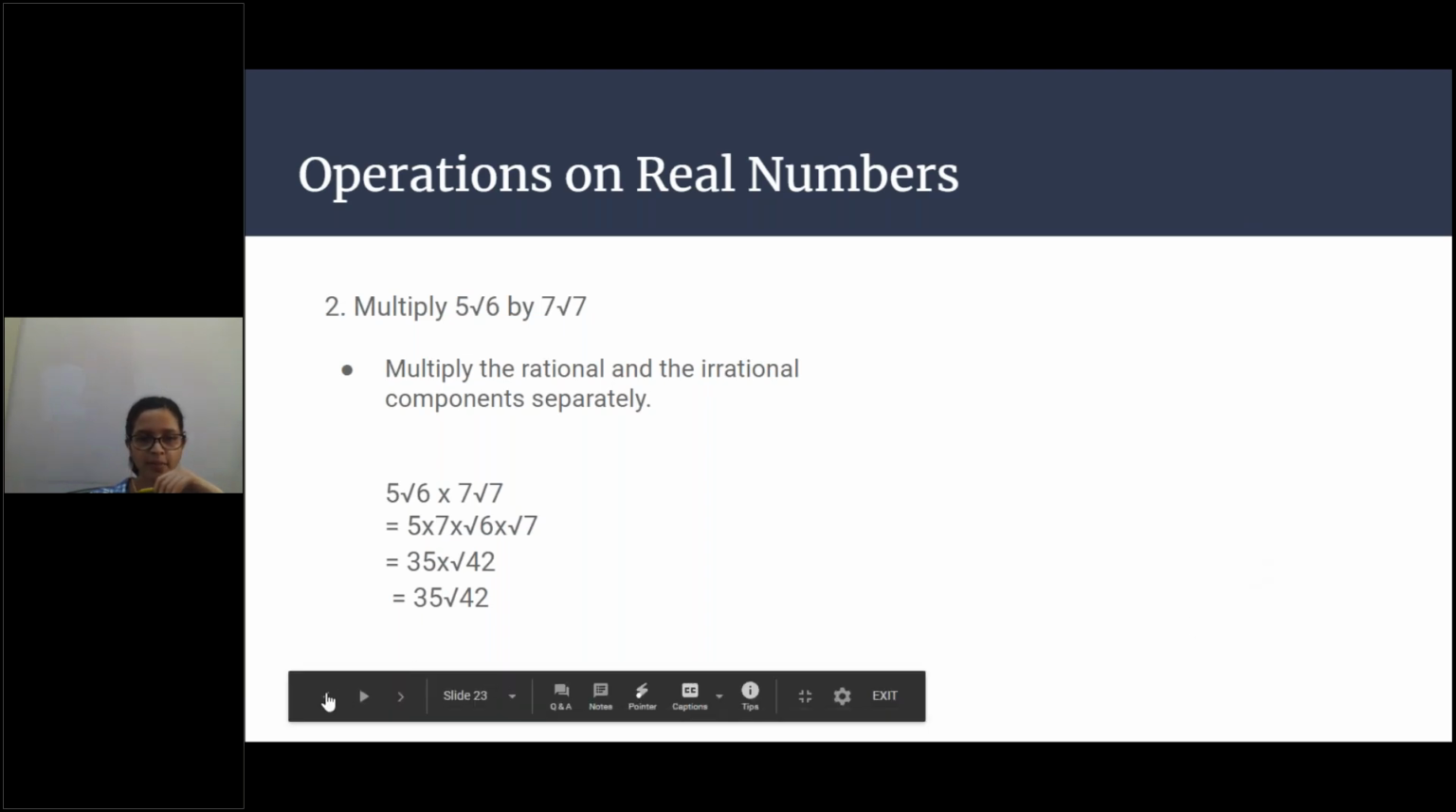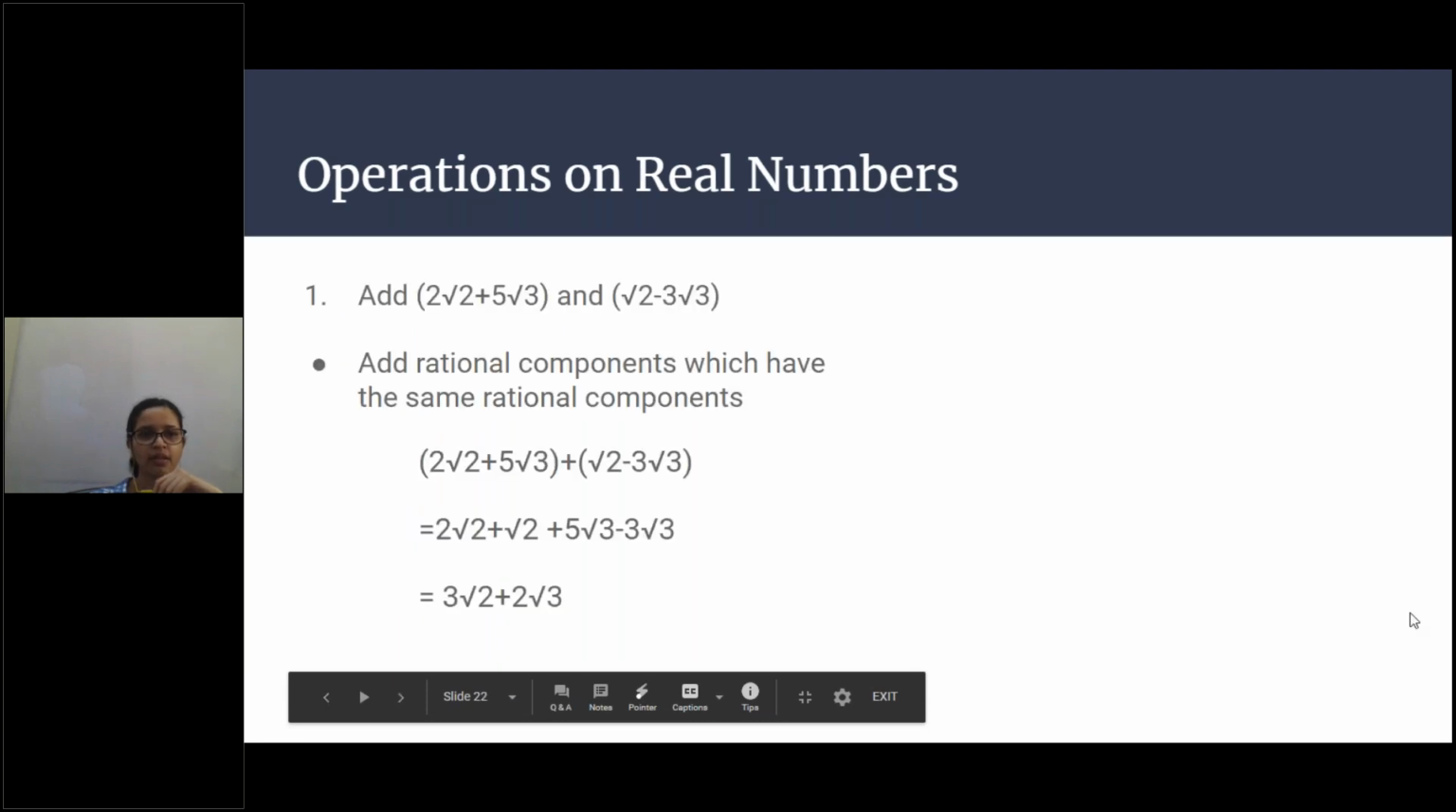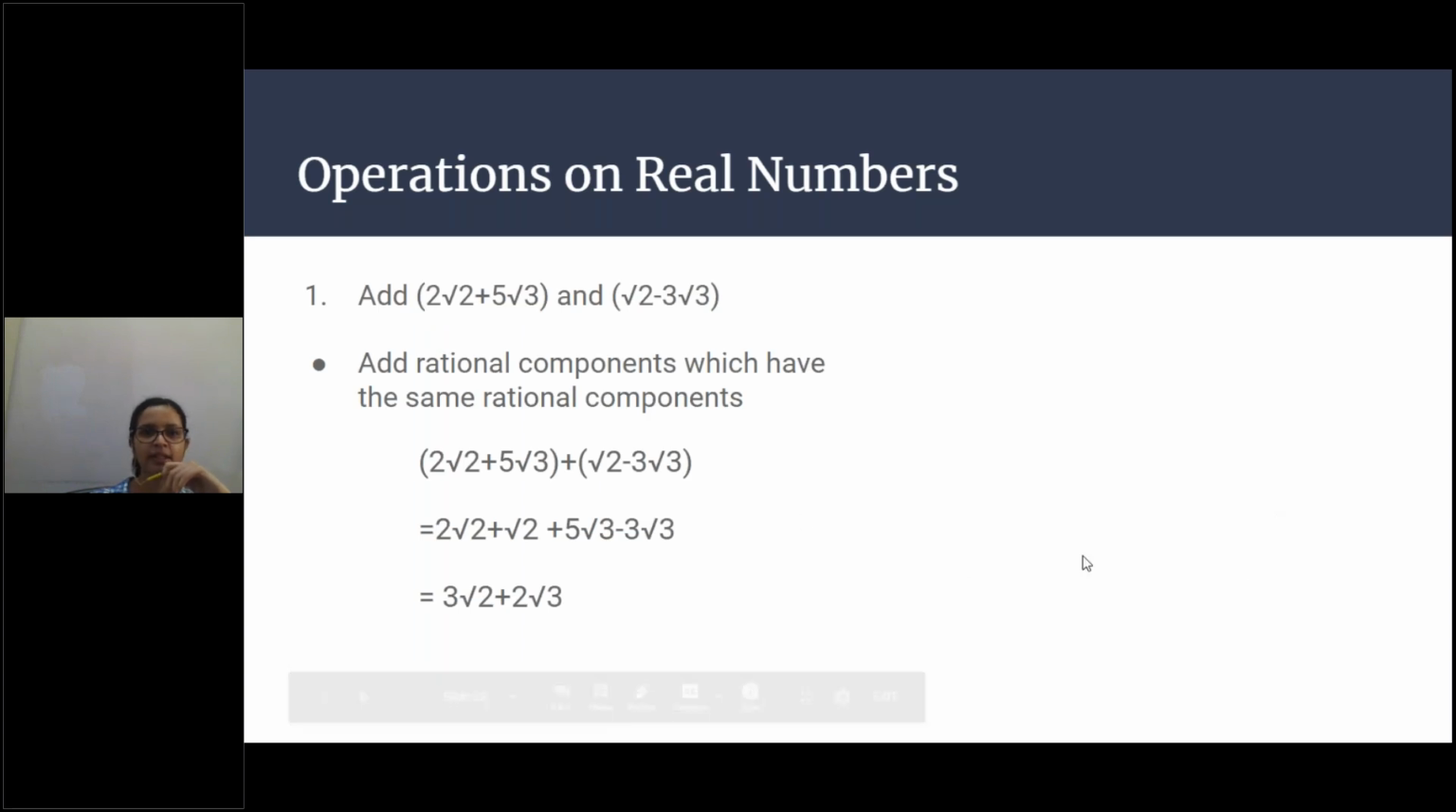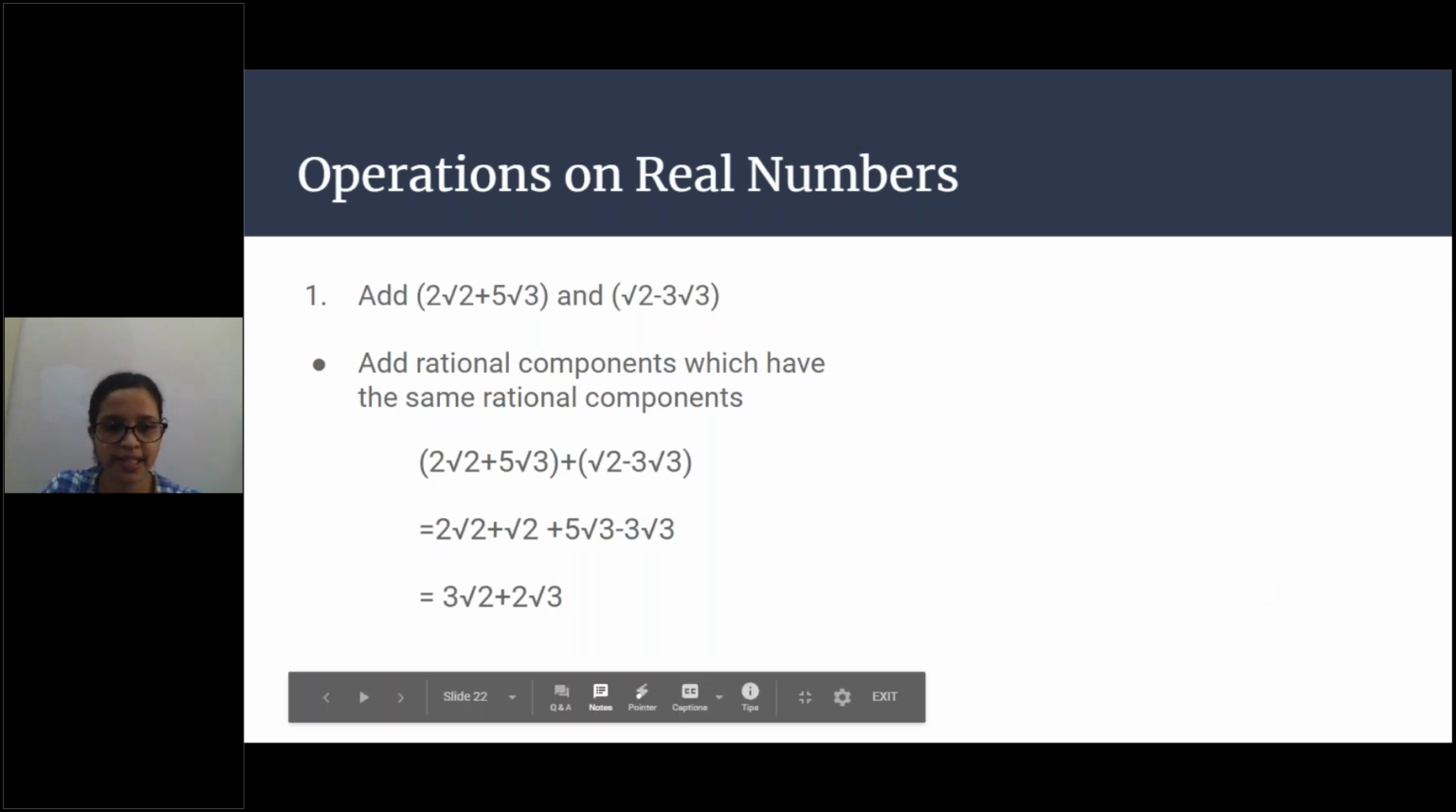Okay, you guys did not finish copying the last one. Okay, sorry. Yeah, guys, I've moved back to the previous slide because you were not able to copy. So just raise your hand once you're done, then I'll move. Add rational components which have the same irrational components. Just ensure you've written that same irrational component. Okay, done. I'm moving on to the next slide.